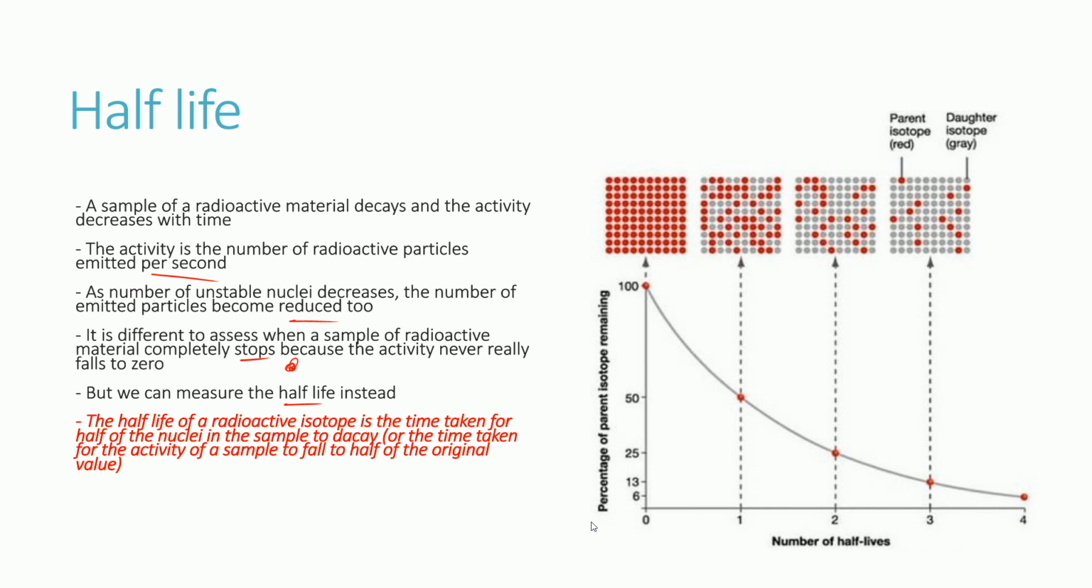You start off, let's just say, at a percentage of 100, and then you measure how long it takes to get to half of that, which is 50. Then you measure how long it takes to get half of that, which is 25. And each of these blocks, those are half-lives, as you can see on the graph.